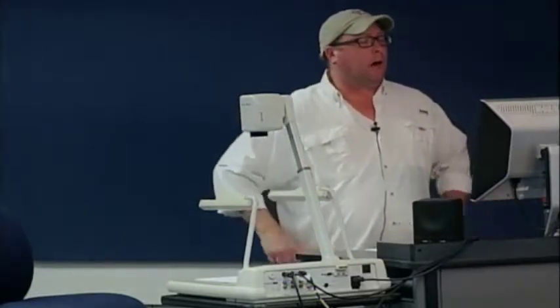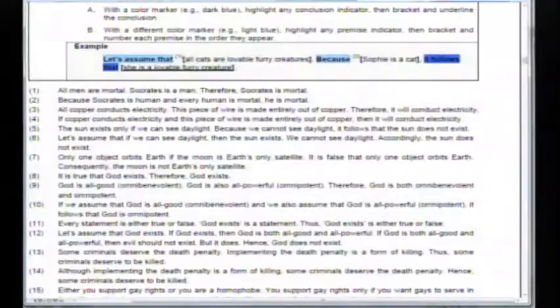Take a look at 3. All copper conducts electricity. This piece of wire is made entirely out of copper. Therefore, it will conduct electricity. What's the conclusion of the argument that's asserted in passage 3? This piece of wire will conduct electricity. Exactly right. Not "it". Right? You've got to replace the pronoun with that.